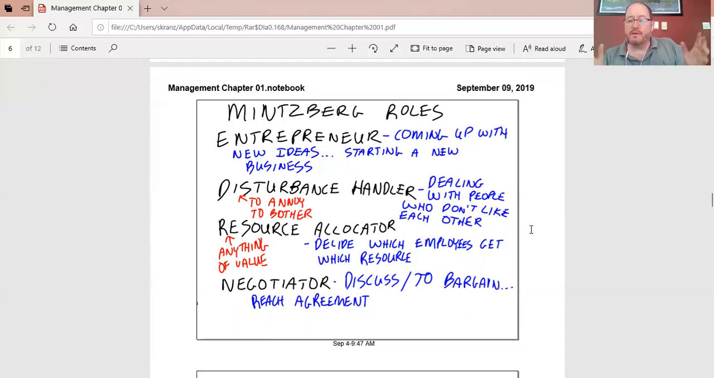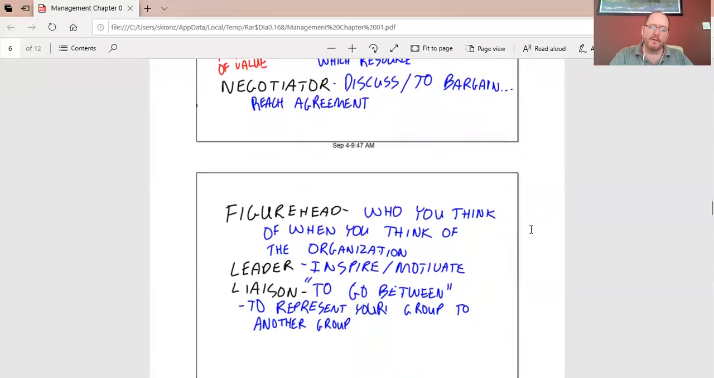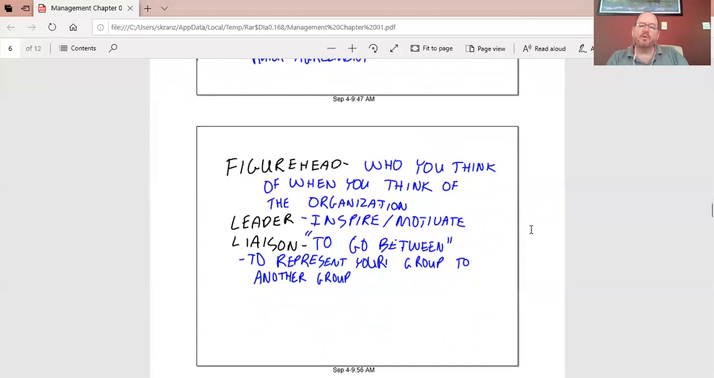But that's resource allocation. Negotiator. Negotiating means the same as bargaining. And yeah, negotiate means to bargain, to discuss, to reach agreement, and so forth. The term figurehead. Figurehead is who you think of when you think of the organization.